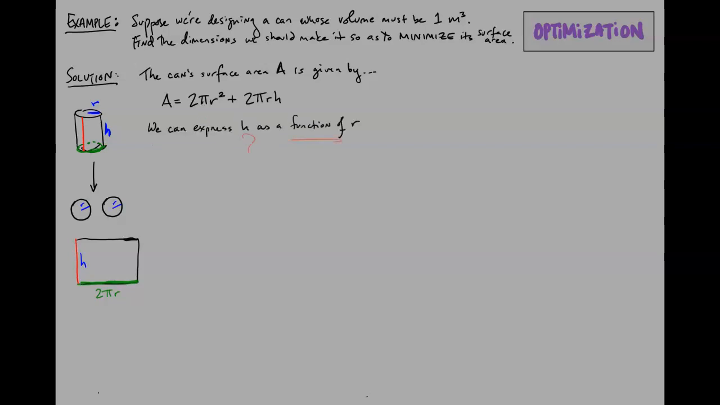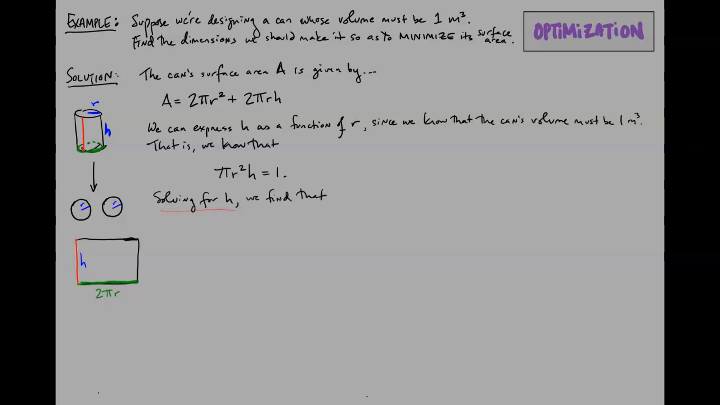Well, we can express H as a function of R since we know that the can's volume must be 1 cubic meter. That is, let's put this into symbols. The can's volume must be 1 cubic meter. Well, what's the volume of the can? That's just the area of the base times the height. And the area of the base, of course, is pi r squared, and the height is h, so we know that that must be 1. Solving for h, we find that h is 1 over pi r squared, just basic algebra here.